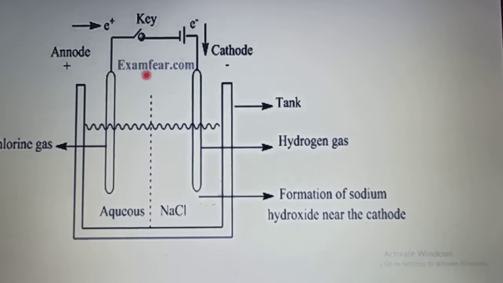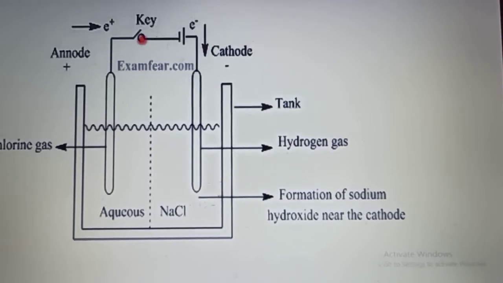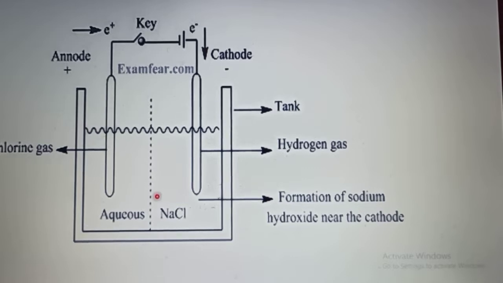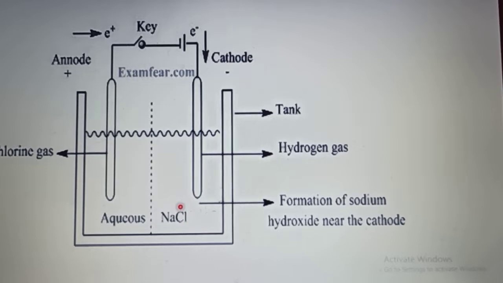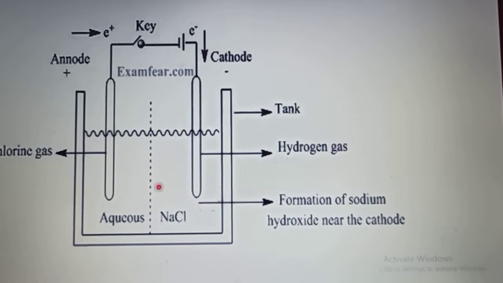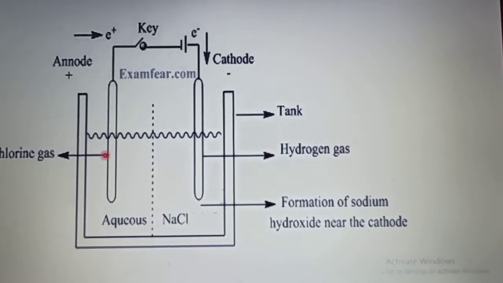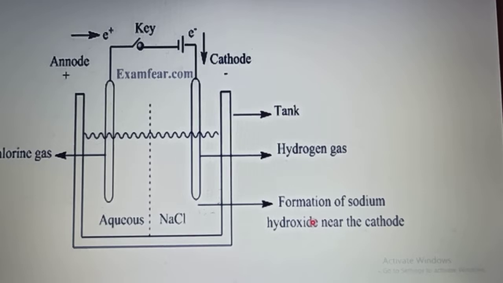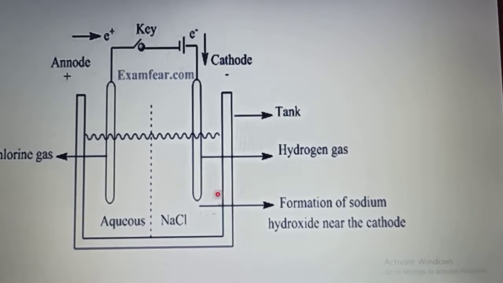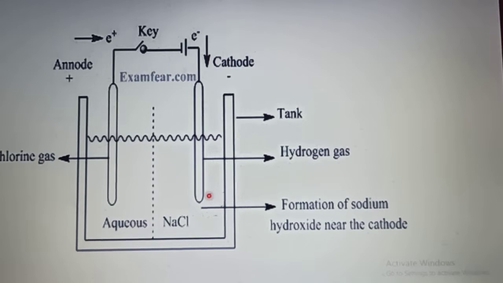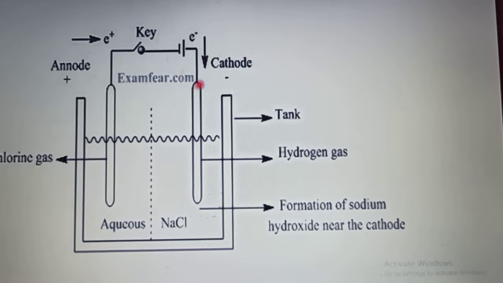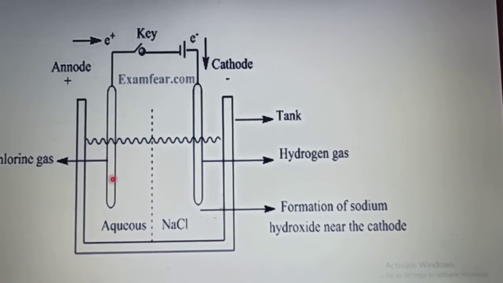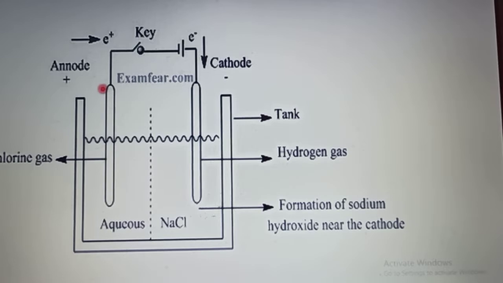And when electricity is passed, this is the key, this is the switch. When the switch is on and electricity is passed, this aqueous solution of sodium chloride breaks up. It decomposes into hydrogen that collects at the cathode, chlorine that collects at the anode, right? And sodium hydroxide that is formed near the cathode. So remember always, hydrogen is positively charged, it will collect at the cathode, right? Because positive and negative attract each other. In the same way, chlorine is negatively charged, so it collects at the anode.